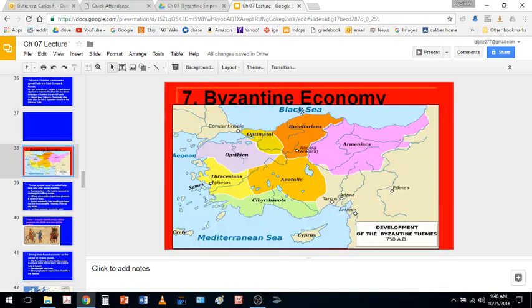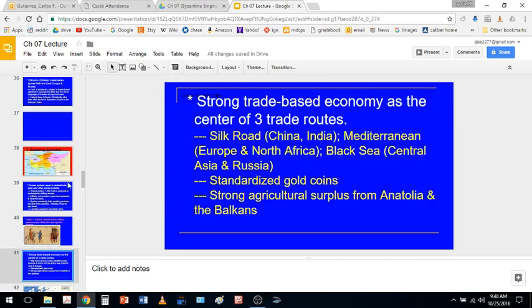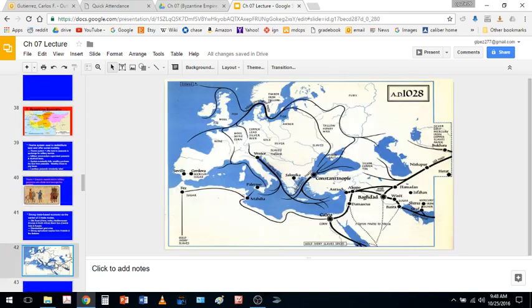And we see the Black Sea up here, and that would allow them to trade with Russia and with Central Asia. So they use the bezant, which is their gold coin. It was a standard coin. And another reason why the economy was so strong was because they had a lot of agricultural surplus. So they had a lot of rich farmland that they could rely on.